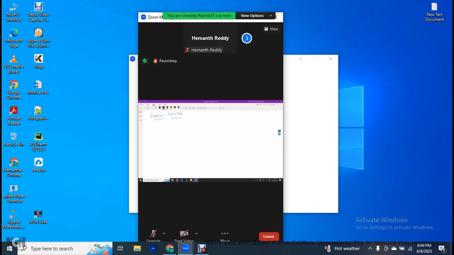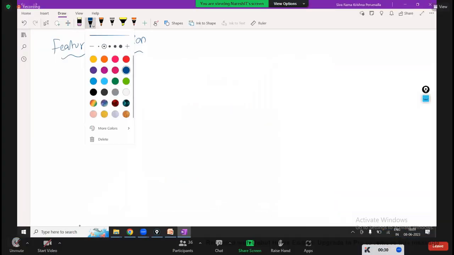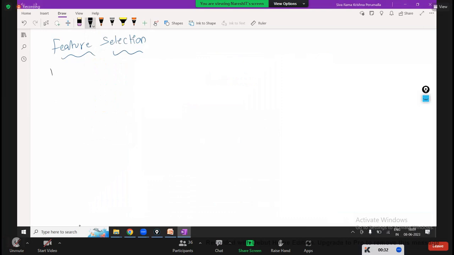Different options are there. We are having multiple options in that. What are the multiple options, miss? The first option is called filter methods.